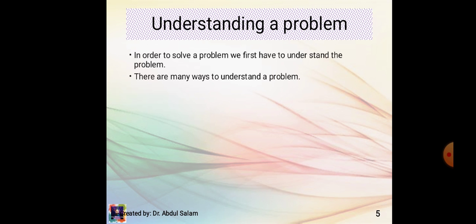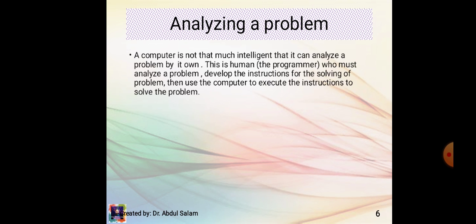Understanding a problem. In order to solve a problem, we first have to understand what the problem is. There are many ways to understand a problem. To solve a problem by using computer, you first need to write a program for it. First of all, analyzing the problem. A computer is not that intelligent that it can analyze a problem by its own. It is a human, the programmer, who must analyze a problem, develop the instructions for the solving of problem, then use the computer to execute the instructions to solve a problem.